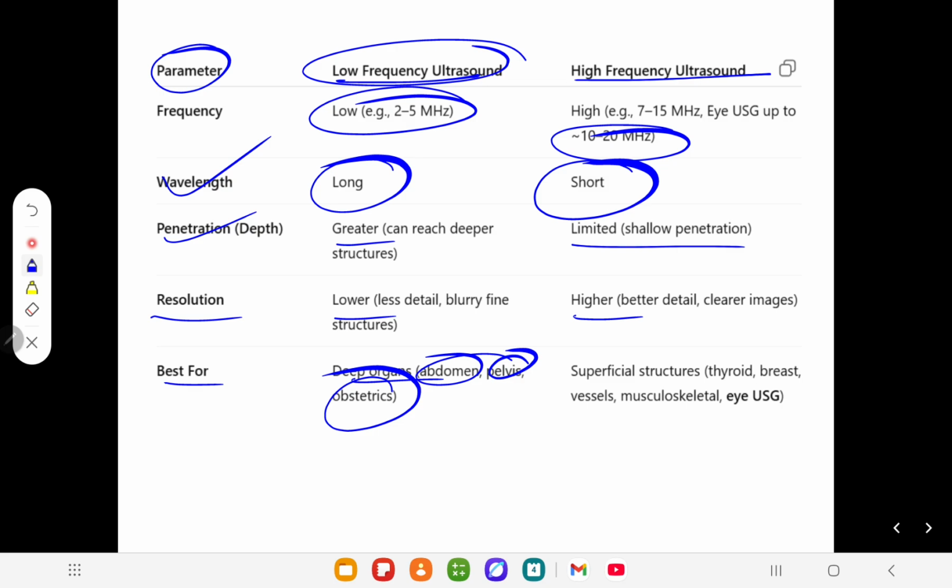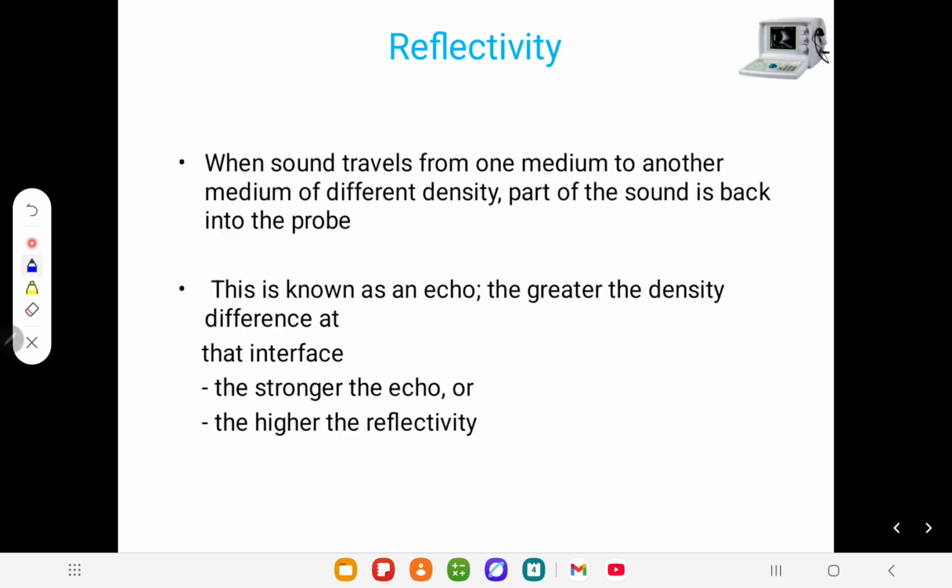So there is use of low frequency ultrasound, but superficial structures like thyroid, breast, vessels, musculoskeletal, and especially ophthalmology USC, need high frequency USC. And when we use even higher frequency, it's like USC for the choroid, isn't it? USC microscopy.